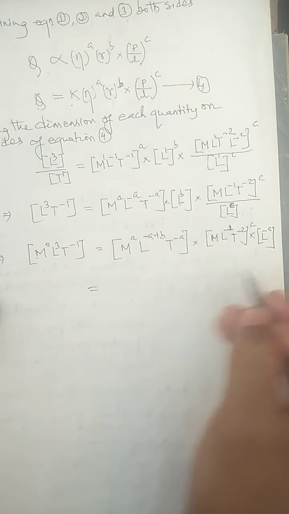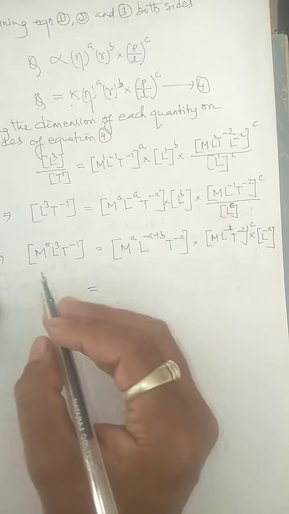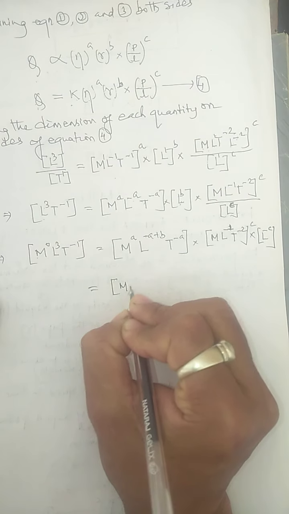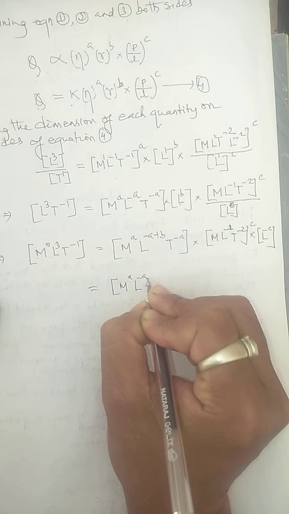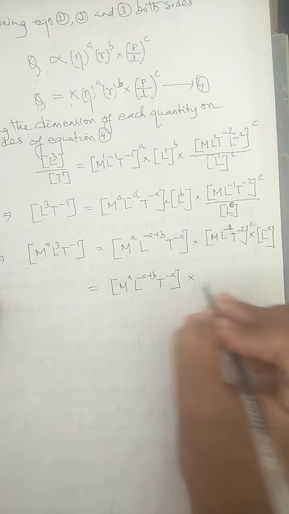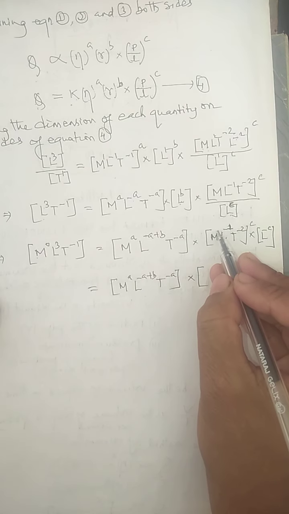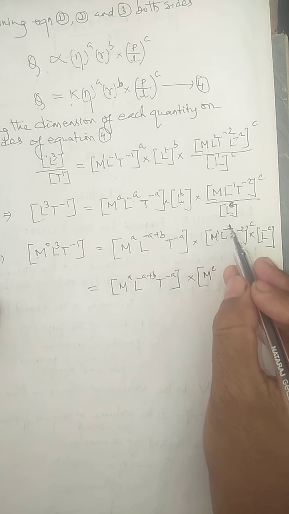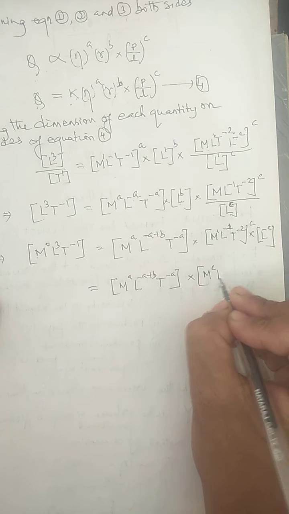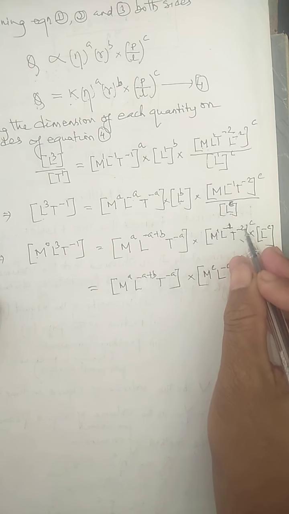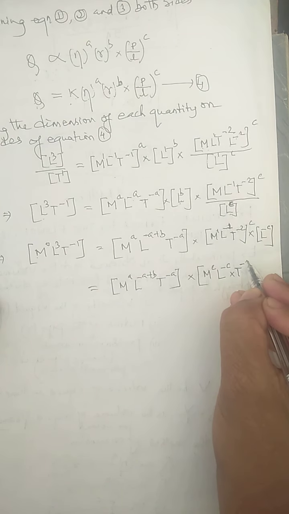Now, on the right hand side, I can further simplify. The left hand side is already this much. So the right hand side, I will further simplify. It will be how much? M to the A, L to the minus A plus B, t to the power minus A. Okay. Now let me combine this. Now M power 1, so 1 into C means M to the power C. L power minus 1 into C is L to the minus C. Okay. Into t to the power minus 2. Minus 2 into C means minus 2C.